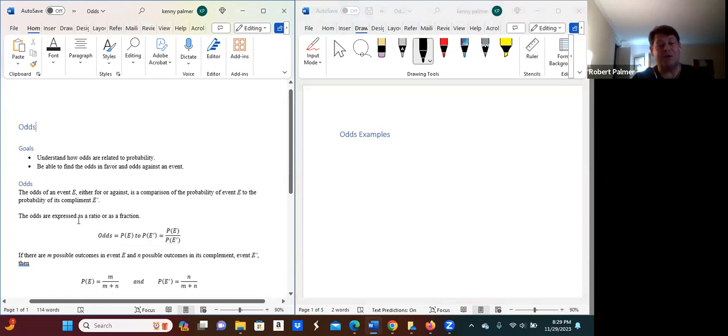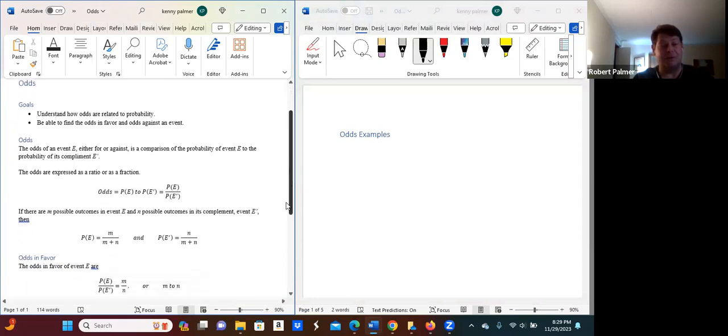And so odds are expressed either as a ratio or a fraction. Often stated as the probability of E to the probability of E complement, or as a fraction like this. And either one can be on top, the probability of E or the probability of E complement, as we'll see.